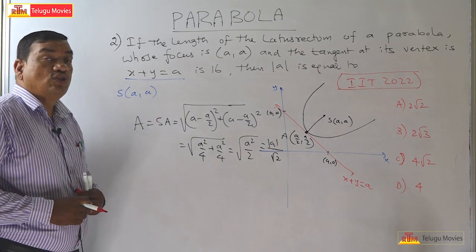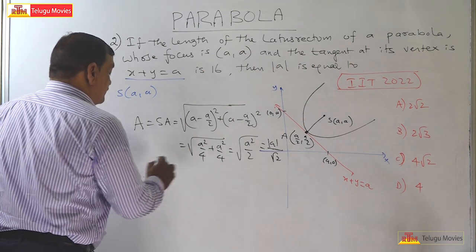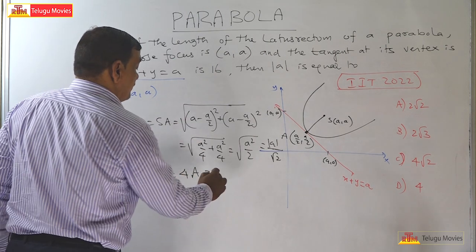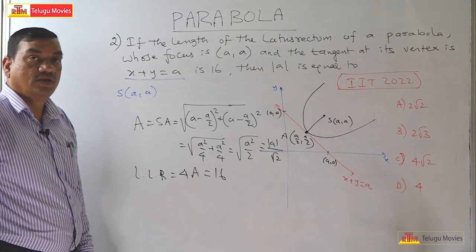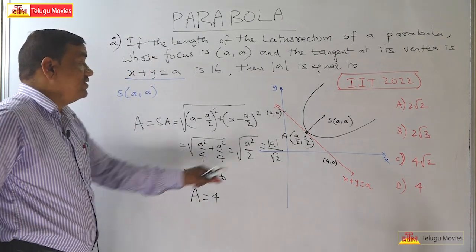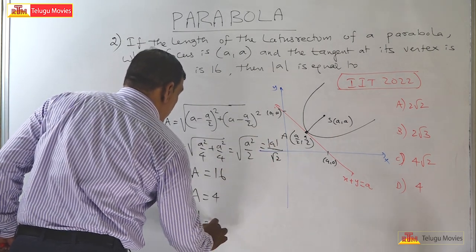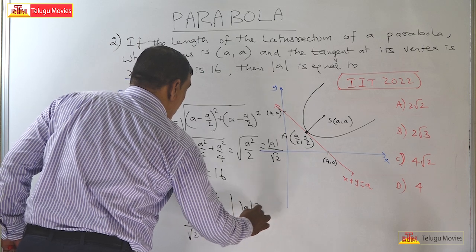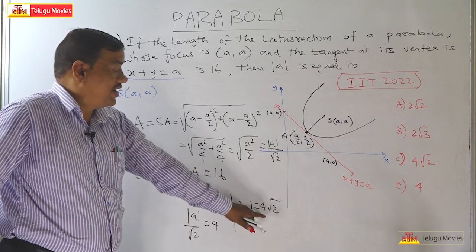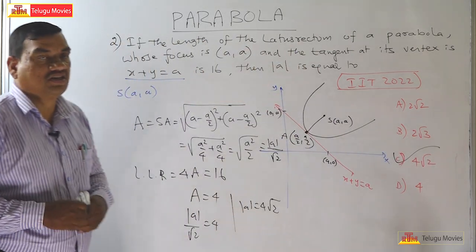Next it is saying length of the latus rectum. What is the length of the latus rectum? That is equal to 4a. That is given as 16. So a is equal to 4. What is your A? Modulus of a by root 2 is equal to 4. Therefore, modulus of a is equal to 4 root 2. So 4 root 2 is the correct answer.